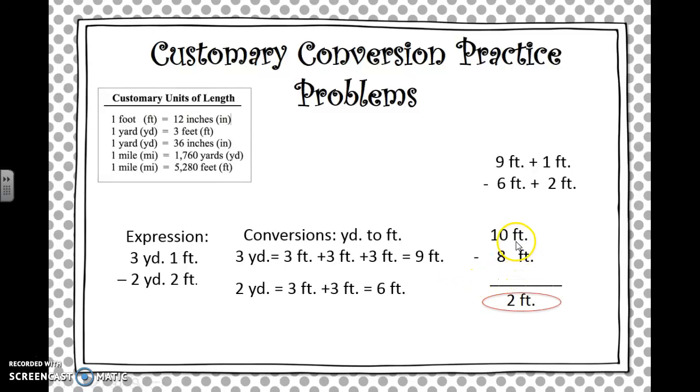I know that it's correct because I have my units that are the same. I've converted, and then I went ahead and did the operation of subtraction, which my expression was asking me to do.